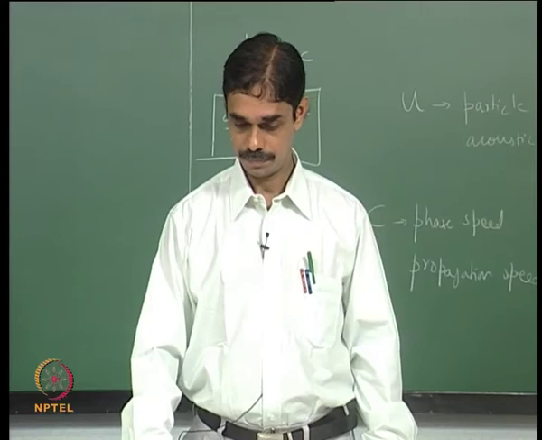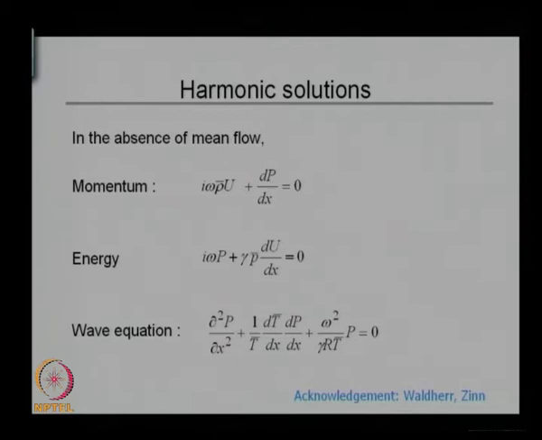So the next issue is to get harmonic solutions, and harmonic solutions are very convenient, easy to deal with. The other thing is, in many situations we put a loudspeaker on at a constant frequency in an experiment, and then you have one frequency, and then you might as well write the harmonic domain solution if it's convenient. So in the absence of mean flow, we had written the equations in the time domain. Now you substitute pressure equal to some complex amplitude times e power i omega t, velocity is some complex amplitude times e power i omega t, and so on and so forth. So your momentum equation reduces to i omega rho bar u plus dp by dx equals 0, and the energy equation reduces to i omega p plus gamma p bar du over dx is 0. One change from the earlier notation: we had used p hat for complex amplitude, here it is capital P for complex amplitude.